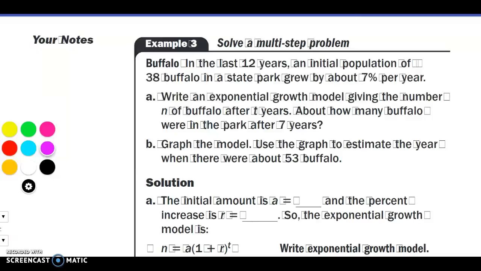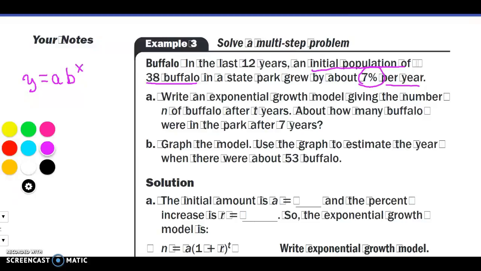So it says here that in the last 12 years, an initial population, so that would be 12 years ago, they started with 38 buffaloes in the state park. And then the growth rate was 7% per year. These are the important values we need. So we're going to write an exponential growth model, and we're going to remember that we start with y equals a b to the x power. So we always start with that.